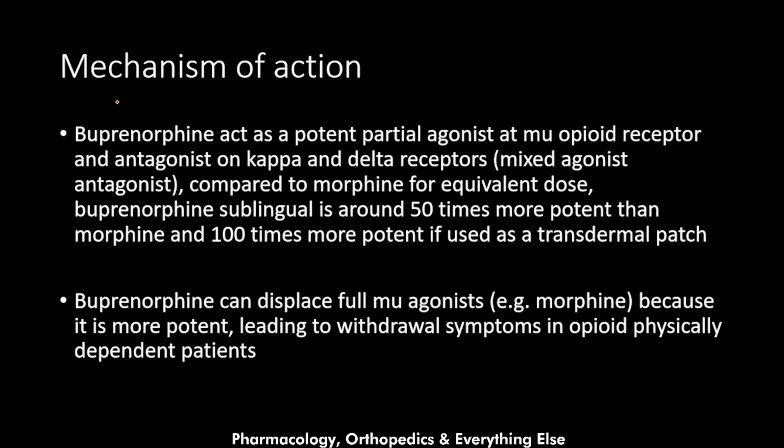Now let's talk about the mechanism of action of buprenorphine. We mentioned that buprenorphine is a mixed agonist-antagonist, meaning it works as an agonist on some receptors and an antagonist on the other receptors. So it acts as a potent partial agonist at the mu receptors. To explain what a partial agonist is, we have to draw the dose-response curve. This is the dose, and here we have the response.